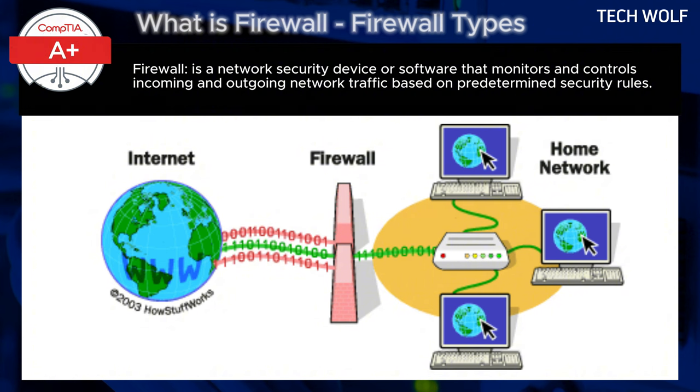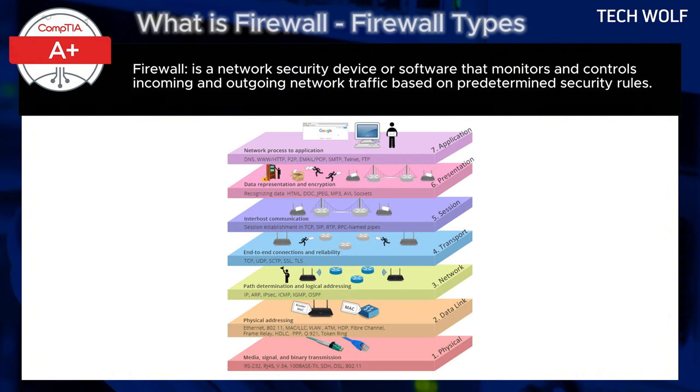Firewalls generally work at multiple layers of the OSI model, particularly at the network layer 3 and transport layer 4, where it inspects IP addresses, ports, and protocols, and the application layer 7, where it can analyze data more deeply, such as inspecting the type of application being used, e.g. web browser, email service. And here are the types of firewalls.